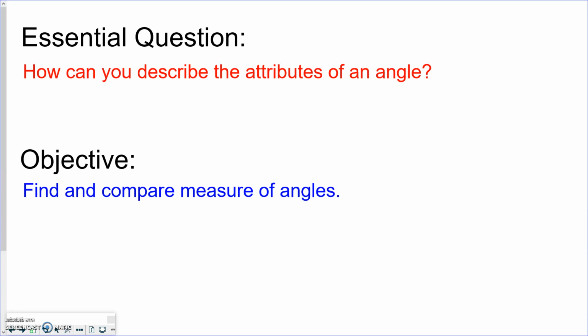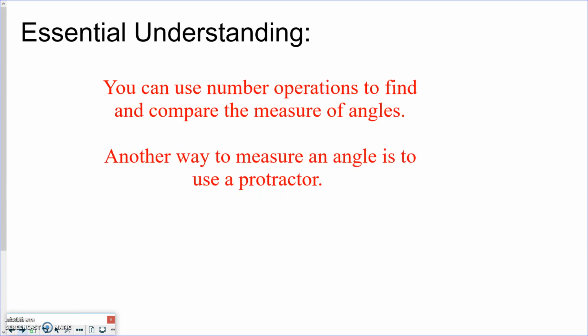Your essential question of the day: How can you describe the attributes of an angle? And our objective is to find and compare measures of angles. Your answer to the essential question: You can use number operations to find and compare the measures of angles. Another way to measure an angle is to use a protractor.